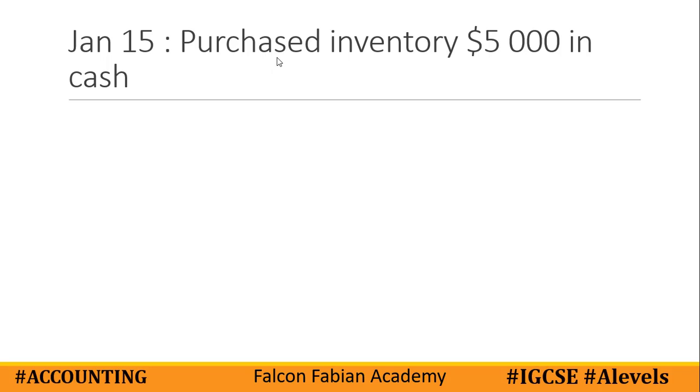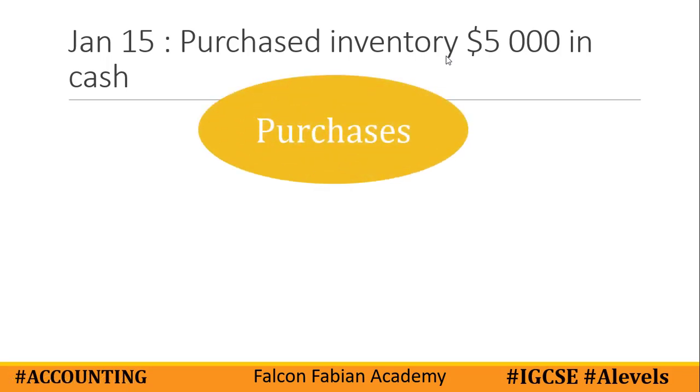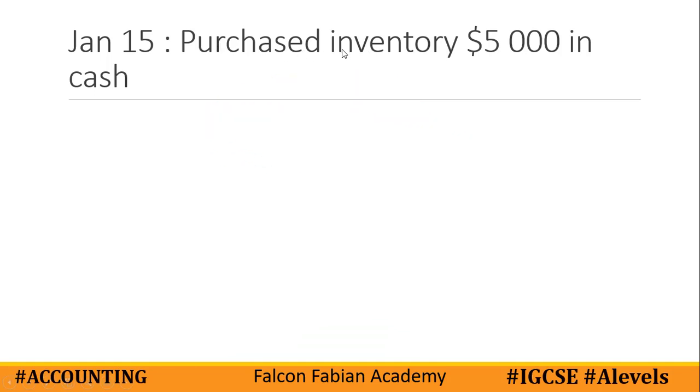Now the second step is to identify the two accounts involved. Here the two accounts involved are inventory and cash. One thing you need to remember is that whenever a business purchases inventory, you will not use the term inventory as the account name. You would use the term purchases. So when the business purchases inventory, the account name that you are going to use is purchases. So here the first account is purchases and the second account is cash.